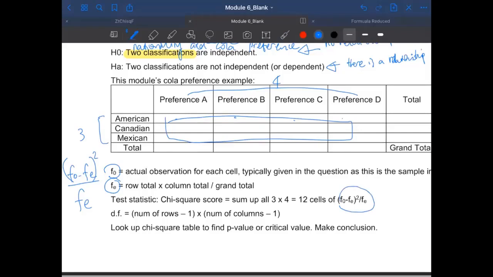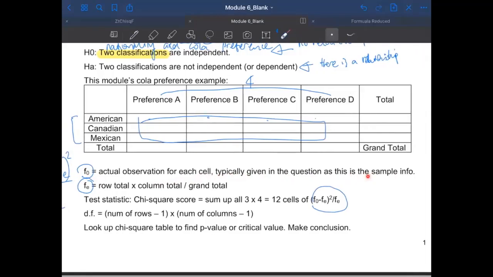Okay, typically I want to stress here, FO represents the observed frequency. This is typically given in the question because it is the same as the information you collected from the sample. The FE part, the expected frequency, expected counts, can be a little bit tricky. You do one additional step to find it, but there's an easy formula for you to remember. Expected frequency is nothing but the row total multiplied by column total over grand total.